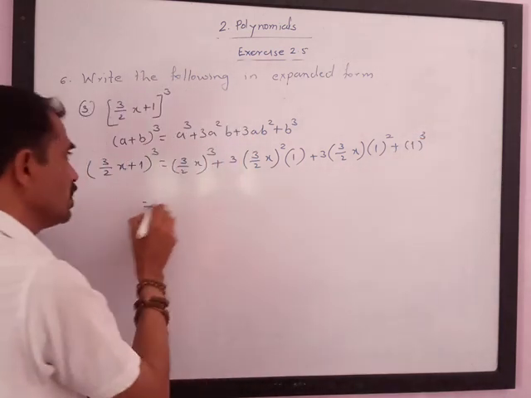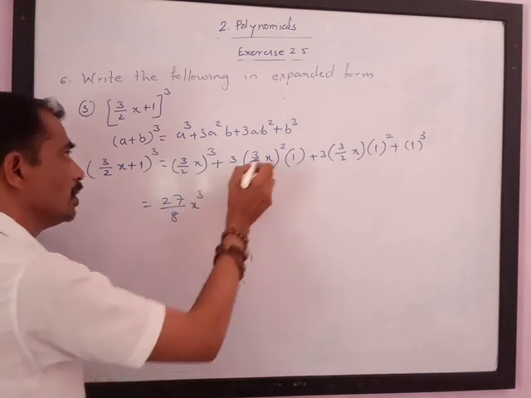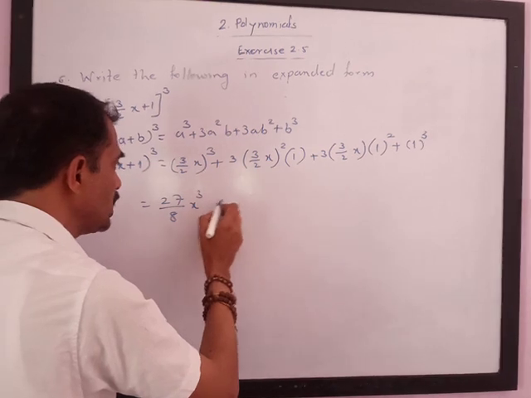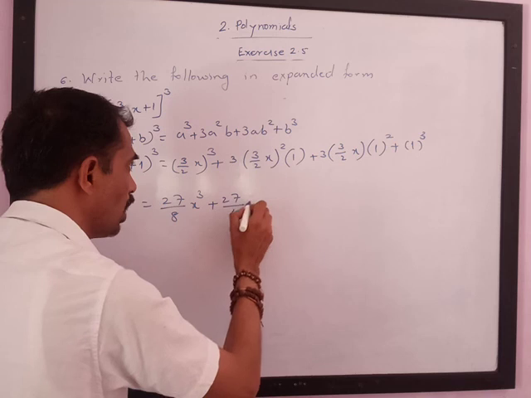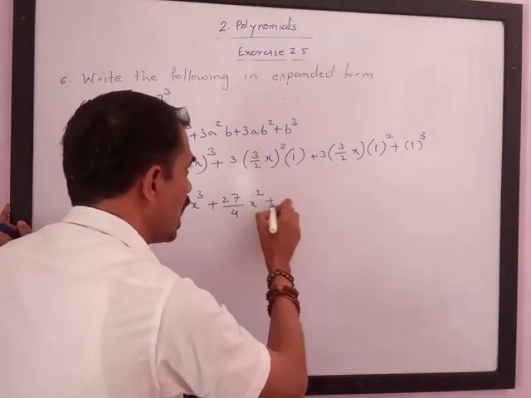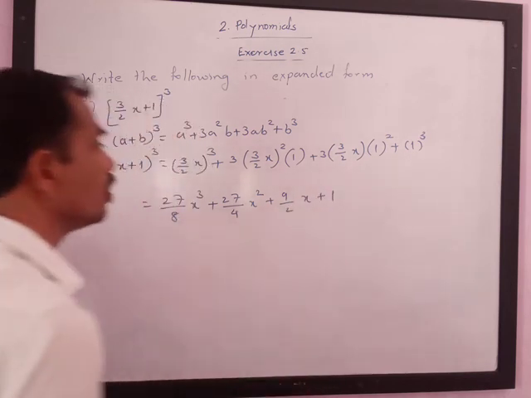So this becomes 3 3s are 9, 3 9s are 27 upon 8x cube. This will be 3 3s are 9, 9 3s are 27, plus 27 upon 4x square. This will be 9 upon 2x, and last term will be 1 as it is.